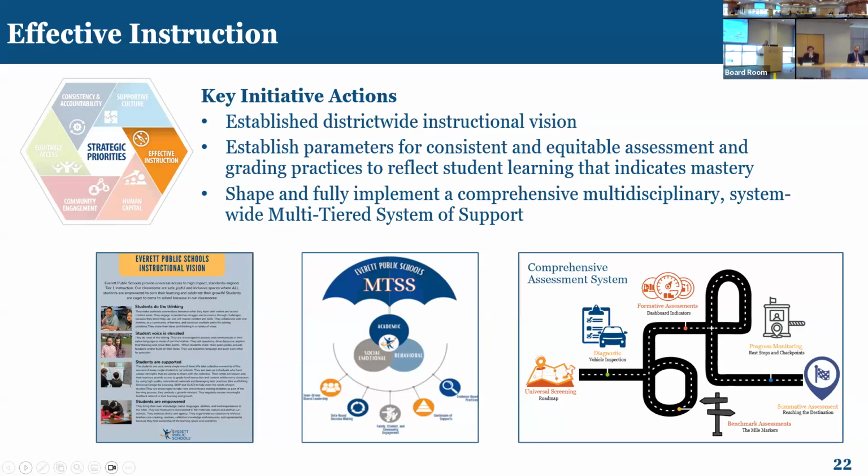This holistic approach, once again, enables us to serve the needs of our students. Some of the actions that we've taken go back to when we developed our instructional vision. As you heard earlier, our MTSS framework and our comprehensive assessment system. Everything is interconnected. These actions provide consistency and accountability while enabling innovation along the way.